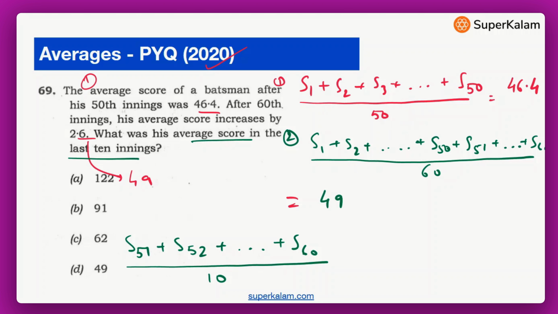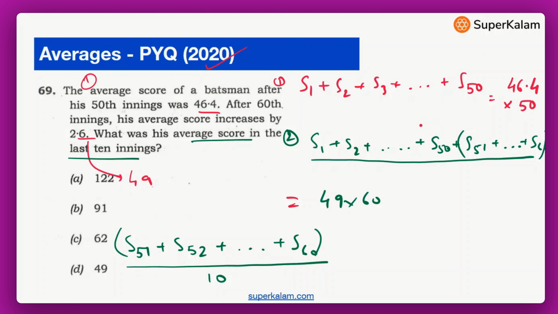First we have to know the sum of the scores in these 10 innings from 51 to 60. We can calculate using the second expression. If we write 60 here, then we get the sum of the first 60 innings. But we want just this expression. This we can find out if we know the scores of the first 50, and these can be easily calculated using the first expression. So this can be done if we do 46.4 into 50.